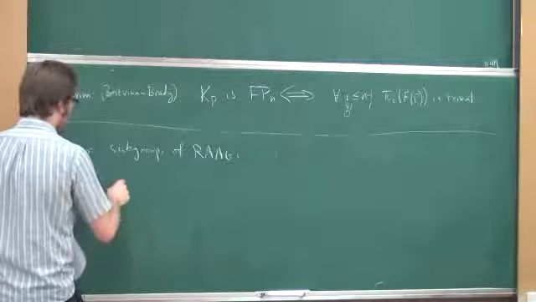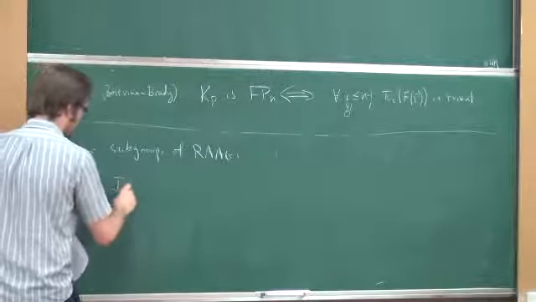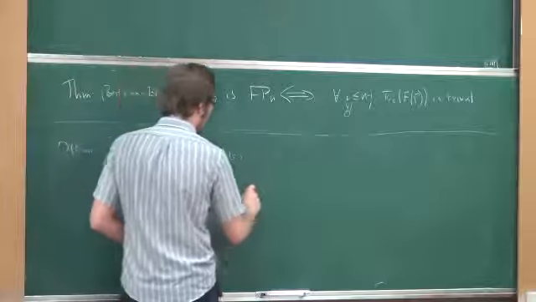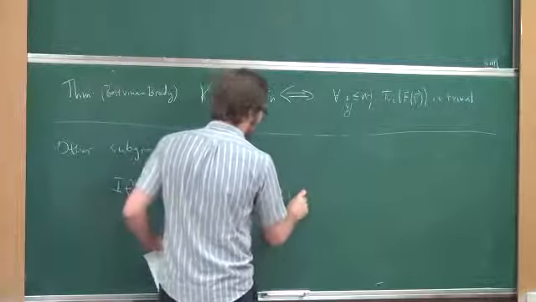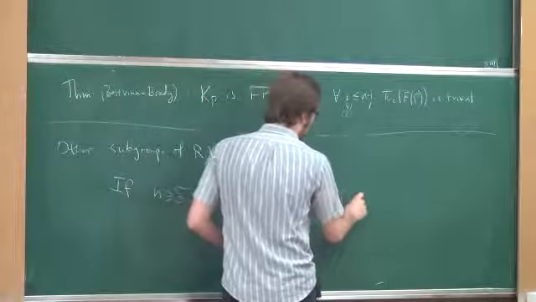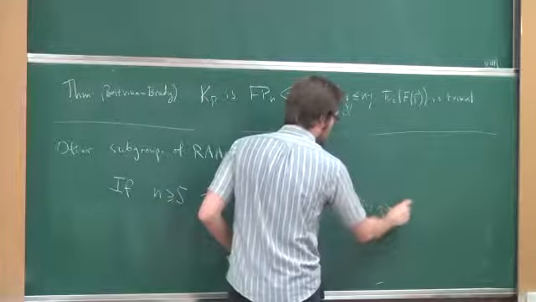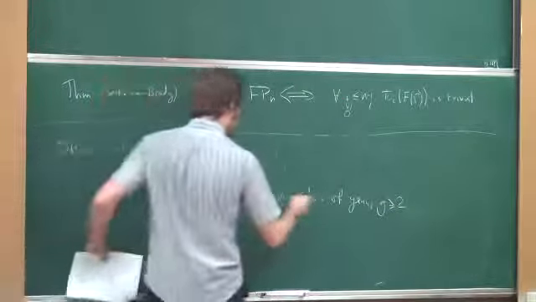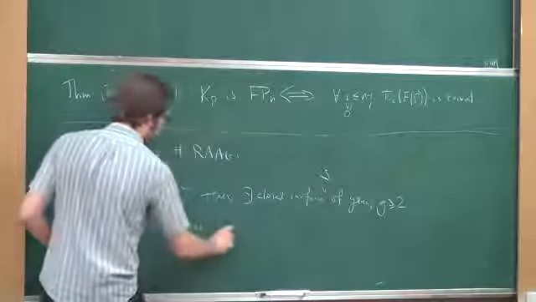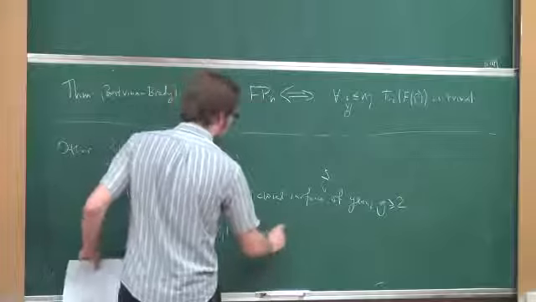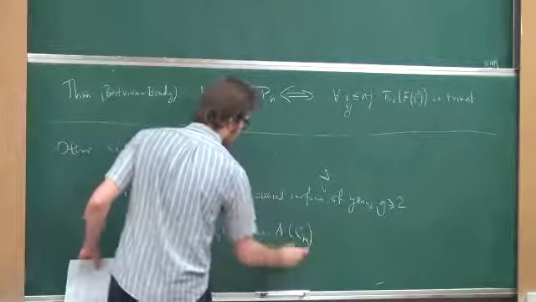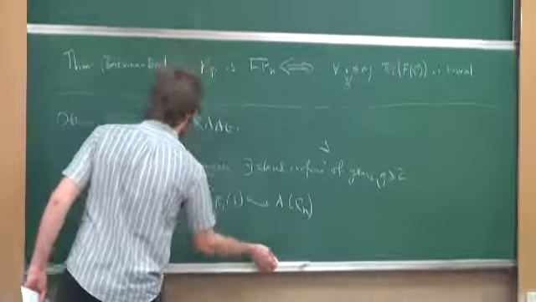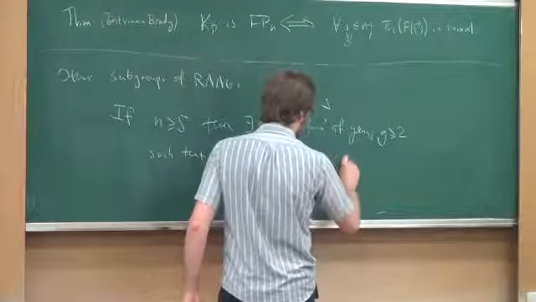So if n is greater than or equal to 5, then there exists a closed surface of genus g greater than or equal to 2, such that, let's say closed surface S, such that pi 1 of S embeds in A of C_n, so inside of the Artin group on the cycle of length n. And so this was a theorem of Droms.